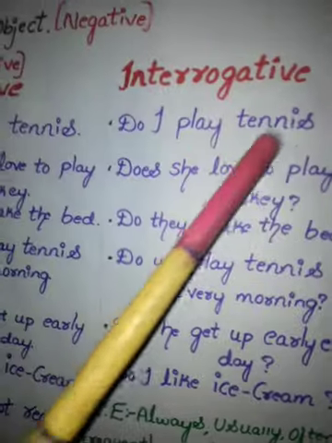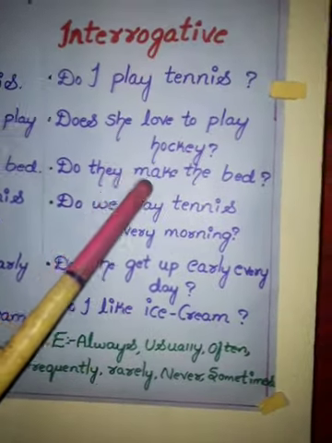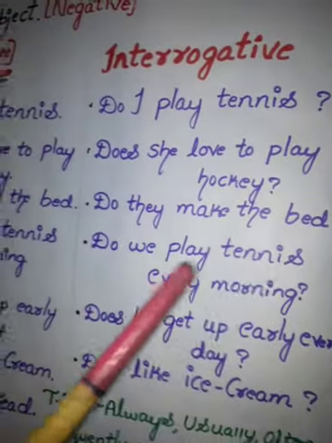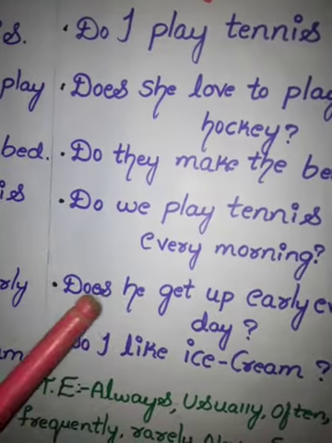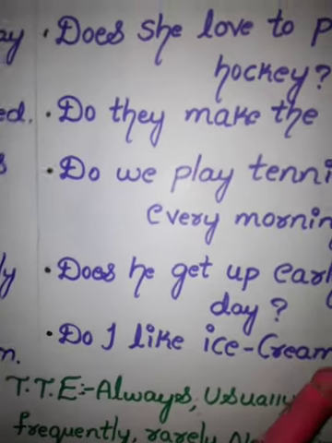Now coming to the examples. Do I play tennis? Does she love to play hockey? Do they make the bed? Do we play tennis every morning? Does he get up early every day? Do I like ice cream? So these are all examples for interrogative sentences.